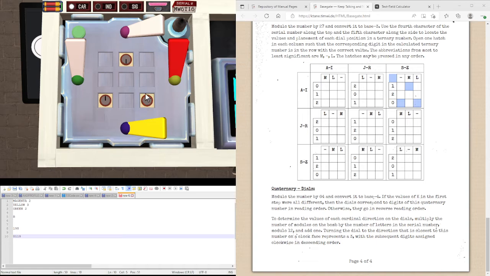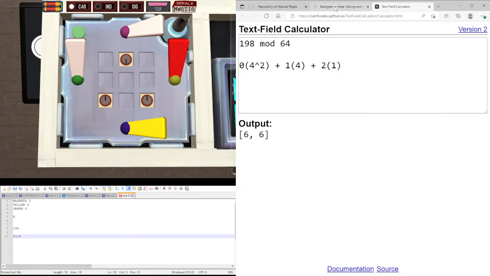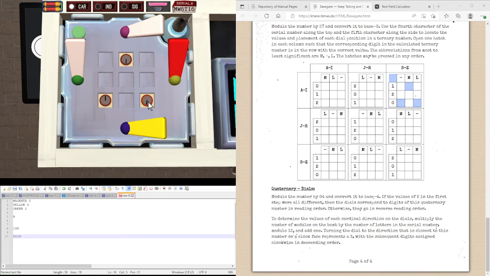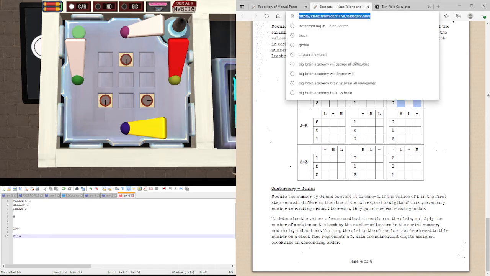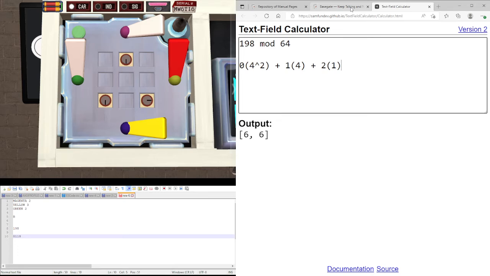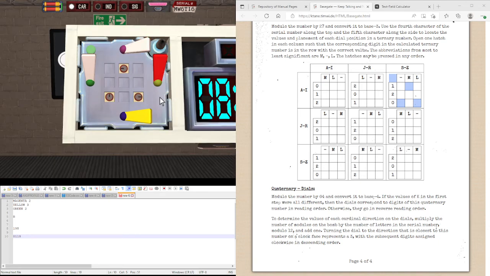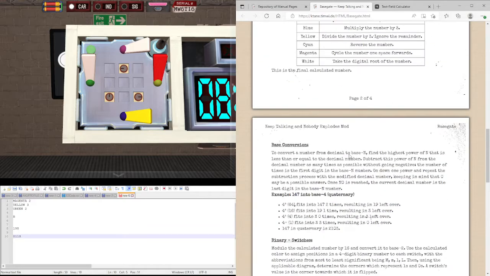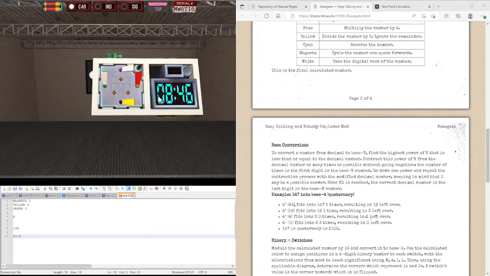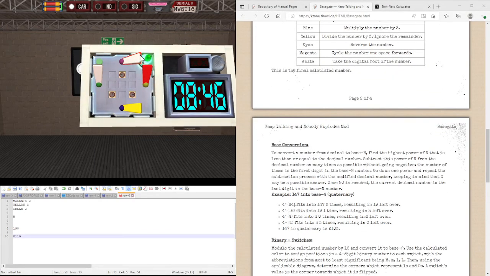So our most significant digit down here has to be a 0. So 3, 2, 1, 0. This one has to be a 1. So 3, 2, 1. And this one has to be a 2, 3, 2. So now we set all three of them, the digits, we can press the button in the top corner, and we get a module.